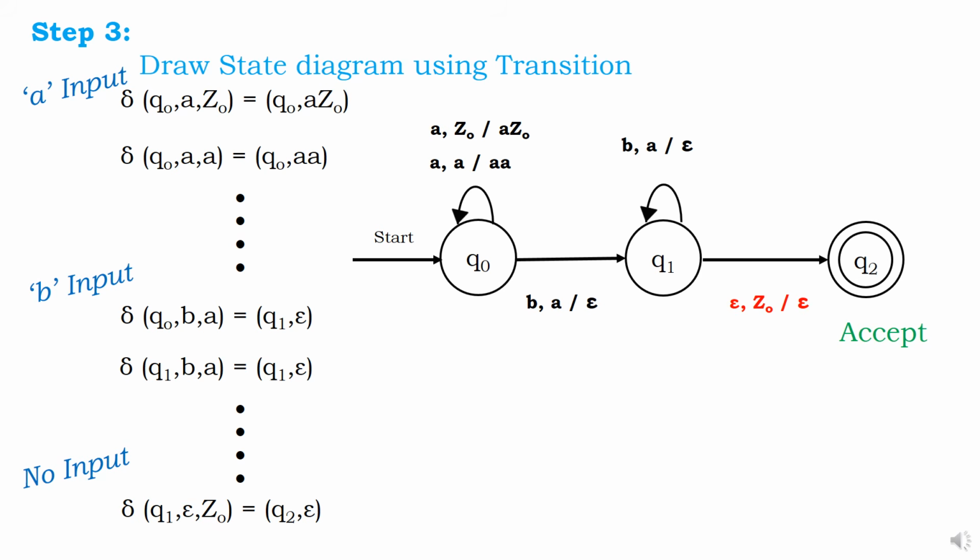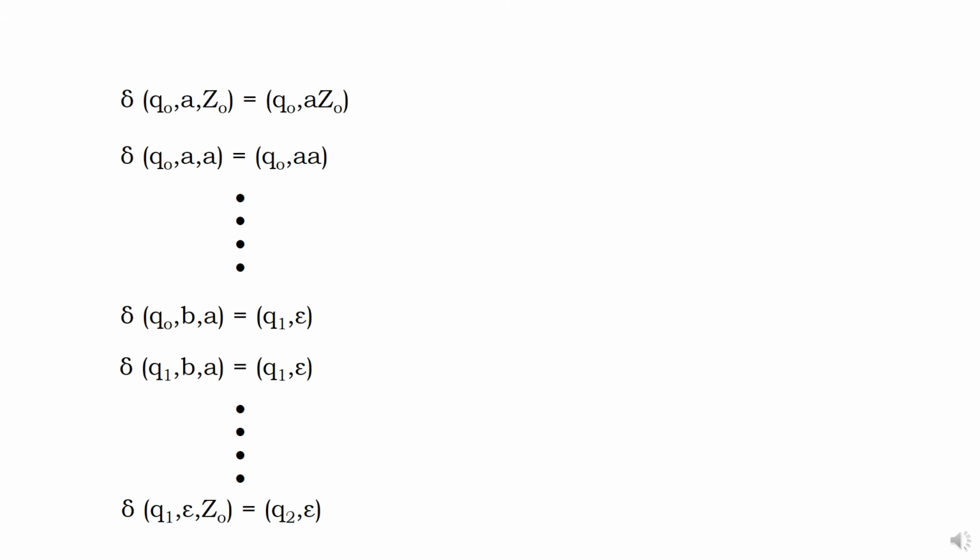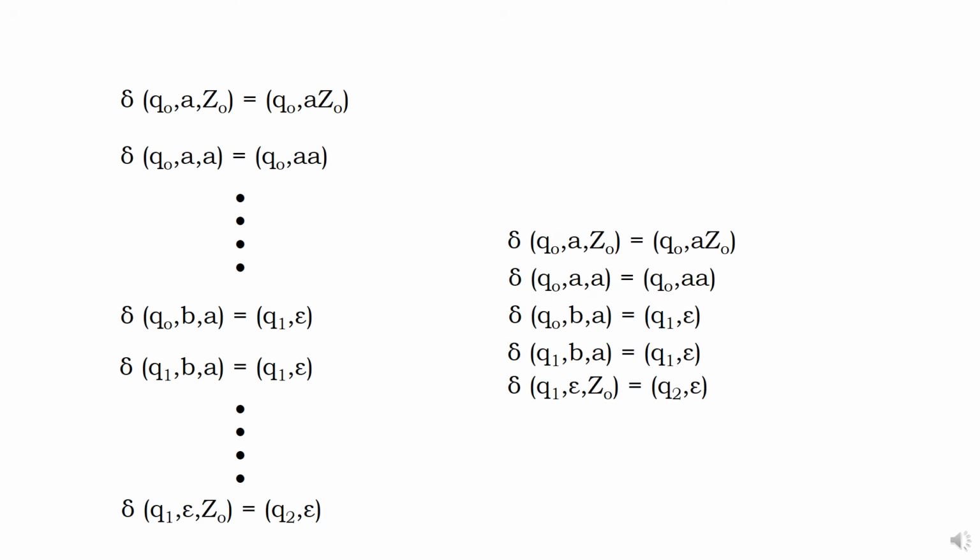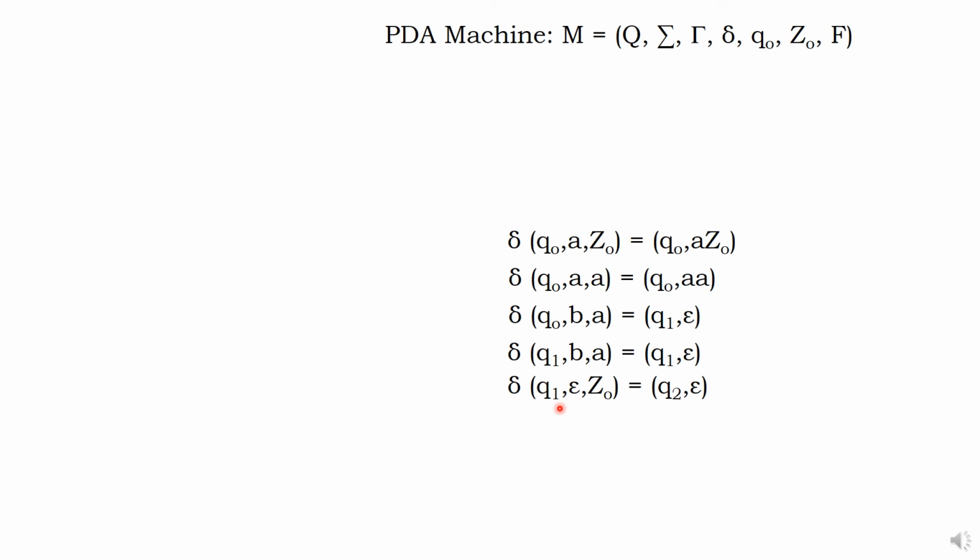Now step 1, analyzing the language. Step 2, transition function. Step 3, state diagram. Now these are all the transition equations. Now I am going to bring the machine equation M with 7 tuples. Before that, this dot dot dot I removed, I just made it the statement called delta. Now the machine equation is ready.